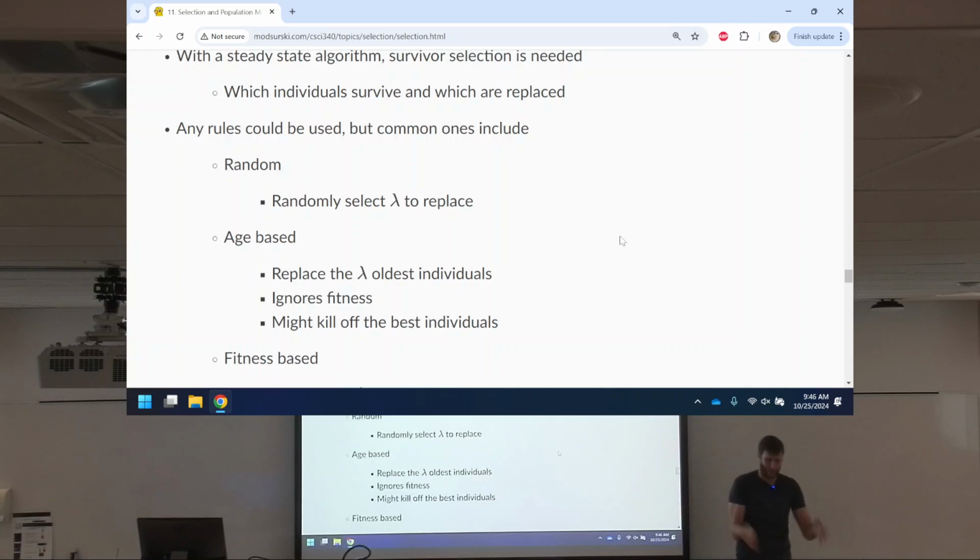Do I take the 2 that have existed the longest in the population? Do I take the 2 that have the worst fitness? Do I take the 2 that have the least diversity? Do I just replace the 2 that I just selected? This is the question. So any rule could work.